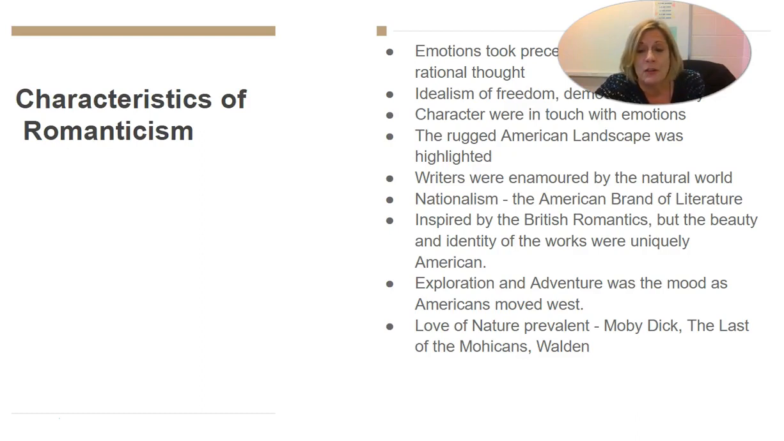Exploration and adventure, still a theme of American literature today. It was the mood of America as we all moved west. Some of us stayed east, but many people moved west. That love of nature is prevalent in some of the huge titles of the day. Moby Dick, The Last of the Mohicans, and Walden. I hope you all have a chance to read those works because they're phenomenal.